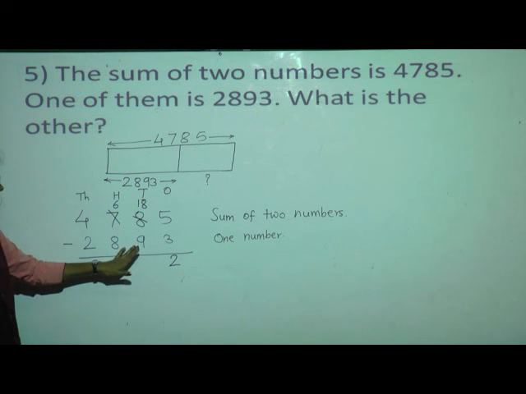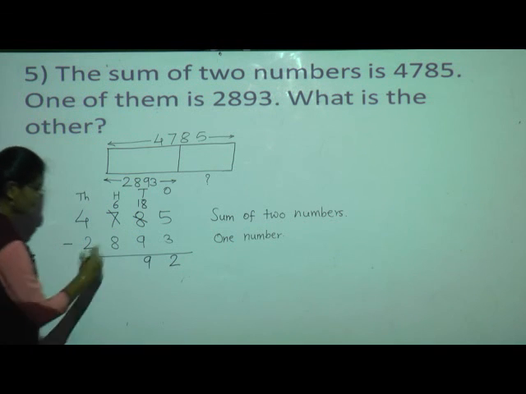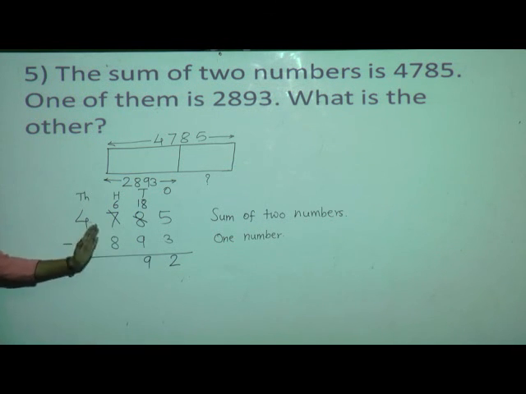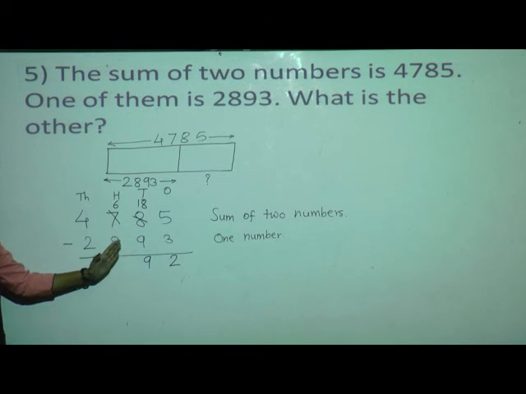So count your fingers after 9. Yes, 18 minus 9 is equal to what? 9. So write 9 at tens place. Then move to the hundreds place. Here 6 is there, here 8 is there. Again 6 is smaller than 8. So again here we can't do the subtraction. Then what we will do?